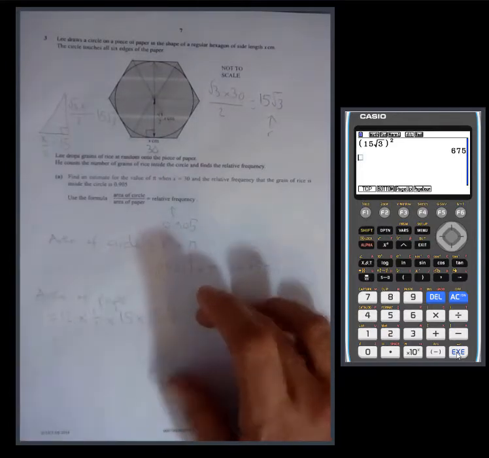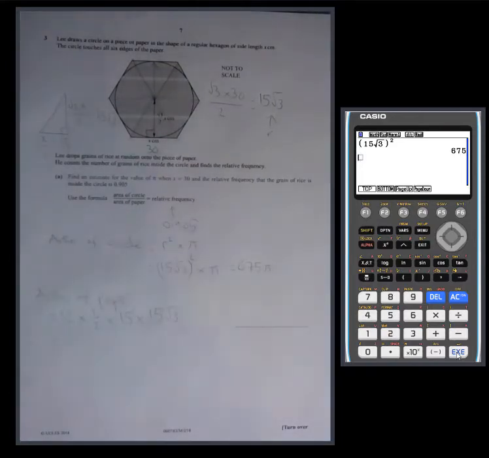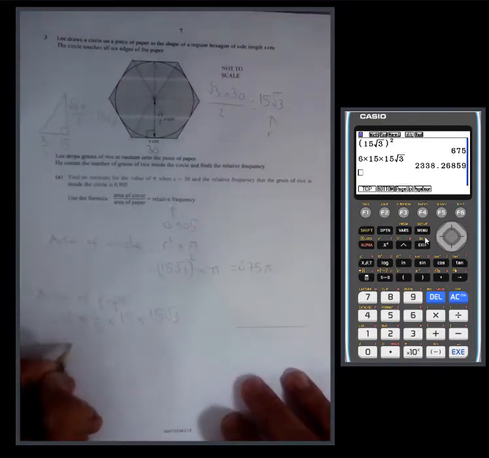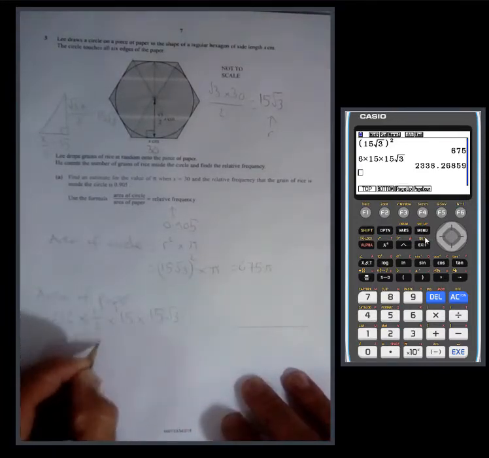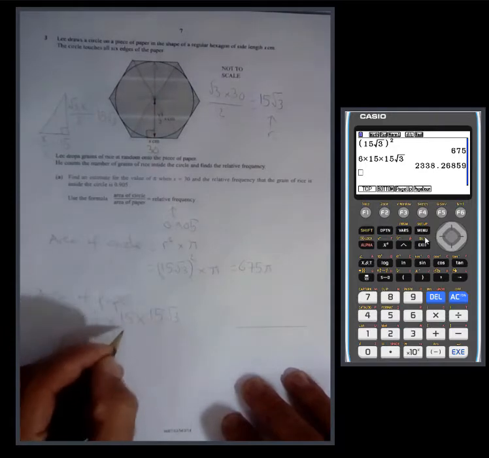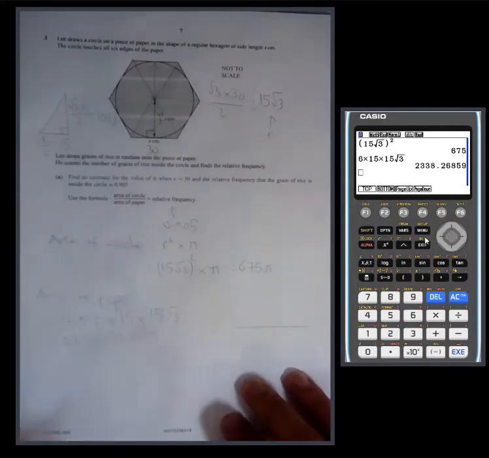And actually, because I don't need to wrestle the algebra so much, I'm just going to put that into our calculator. So I might do 12 times a half is just 6, and I'll put the rest in. So 6 times 15 times 15 times the square root of 3. So that comes out as 2338.26859. So that's the area of paper.